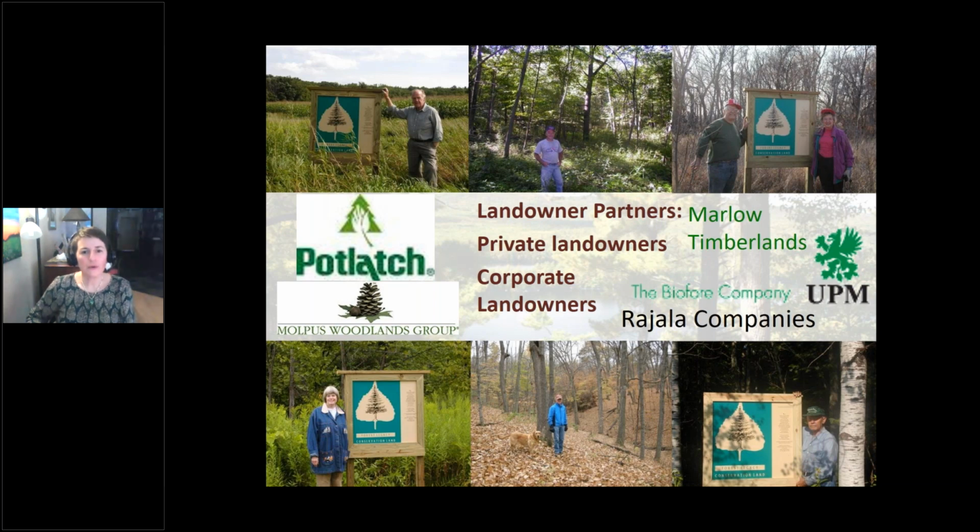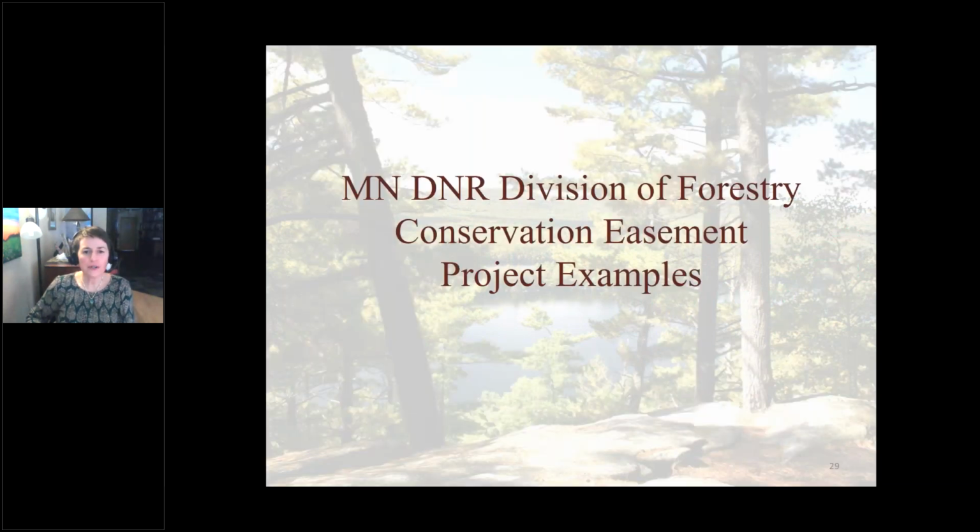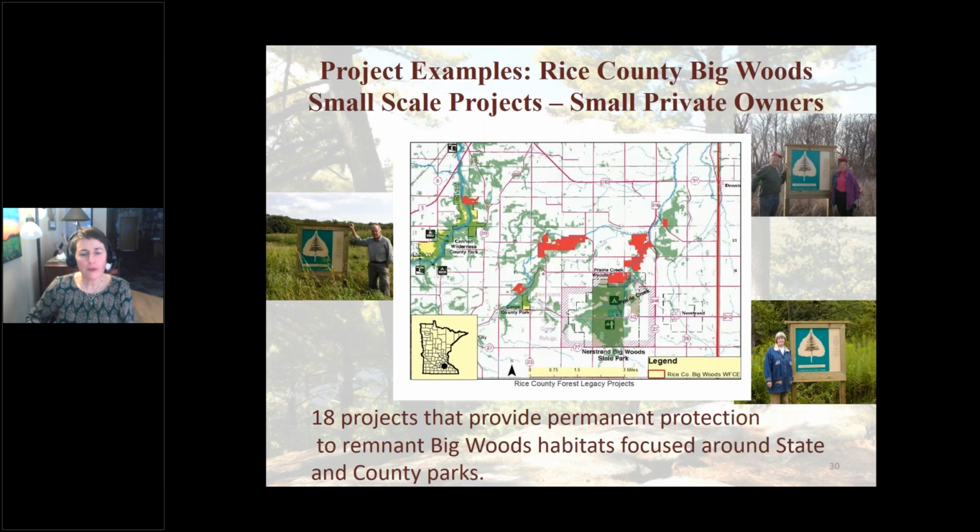Then I was just going to go through some examples of projects that we've had, just to give you a flavor for the different types of conservation easement projects that we currently have. This one is many projects actually. This is a zoomed in map of an area in Rice County. Rice County is just south of the metro area. One of the bigger cities is Faribault. And so this area on the map is just east of Faribault.